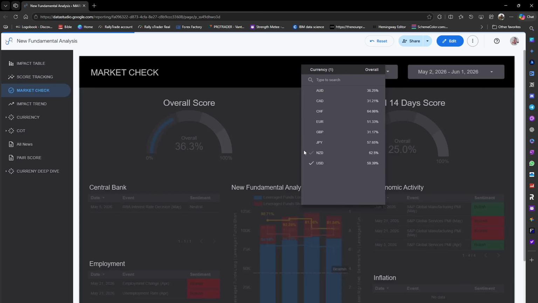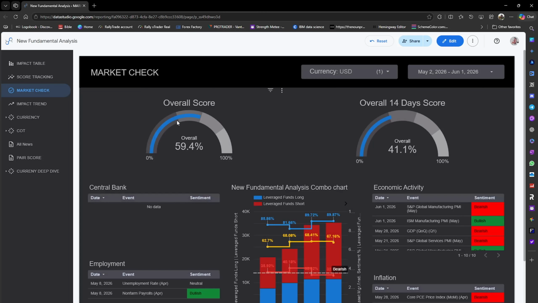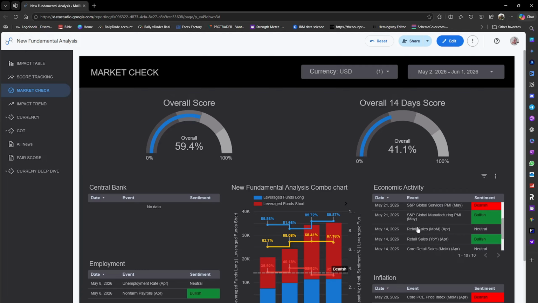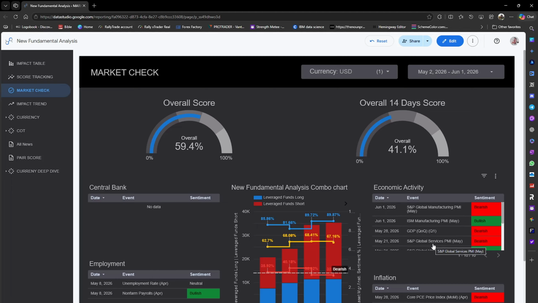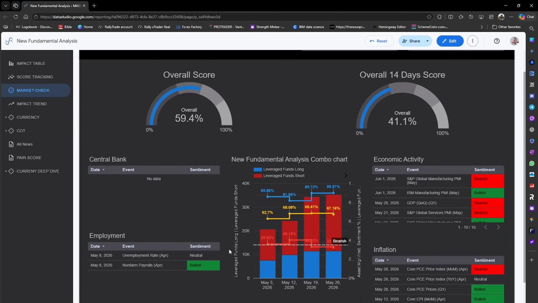Compare that against the US dollar, where we have an overall score of 59, and in the recent 14 days, the score is not so good at 41%. We've not got any recent central bank details, but in recent time, we've gotten the manufacturing PMI being bearish and the ISM manufacturing PMI being bullish. We also got GDP for economic activity being bearish. And this marks up the latest set of news, and the service PMI being bearish. For employment data, we have the unemployment rate being neutral, but the non-farm payroll being bullish.